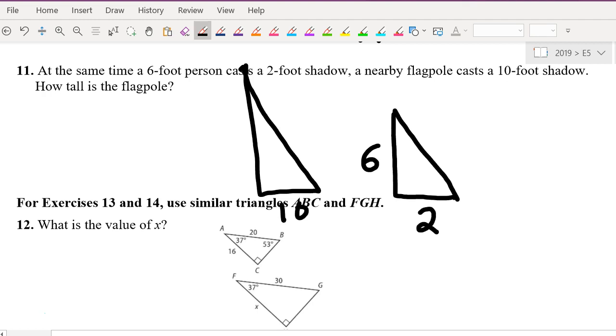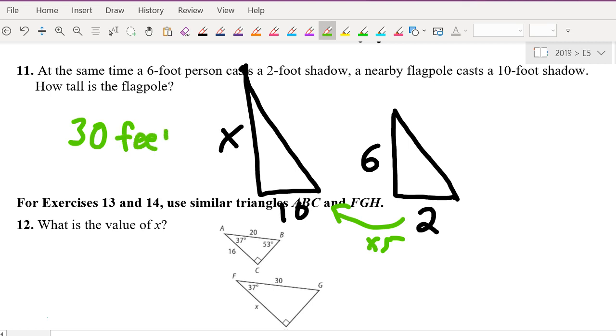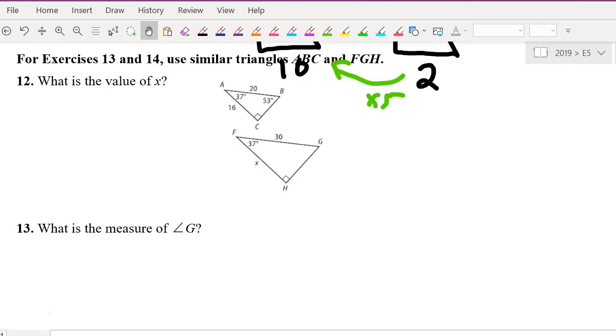Hey, now that we made the picture, this is super easy. Look, how many times bigger is the left triangle? 5. Times 5. So the answer is 30. So how tall is the flagpole? 30 feet. Please don't talk. We're almost done.